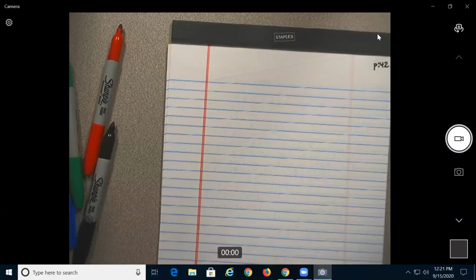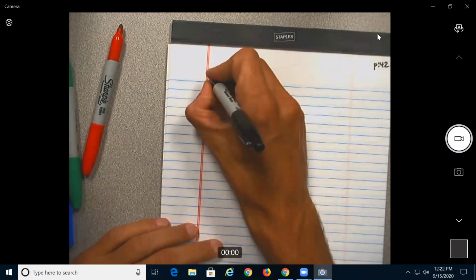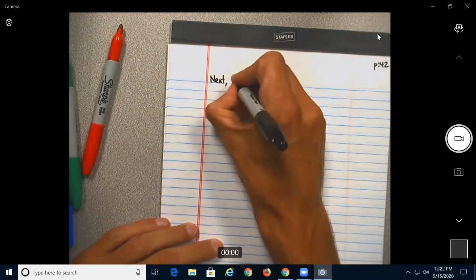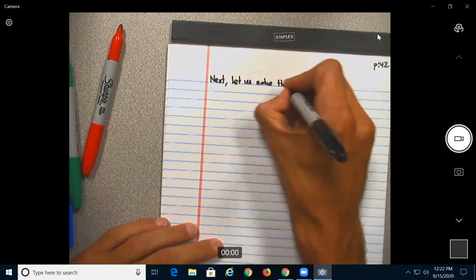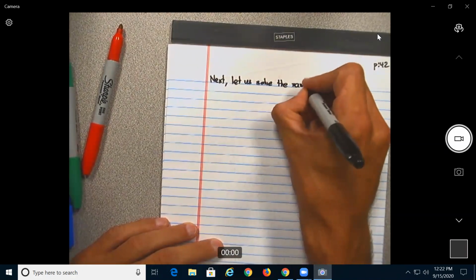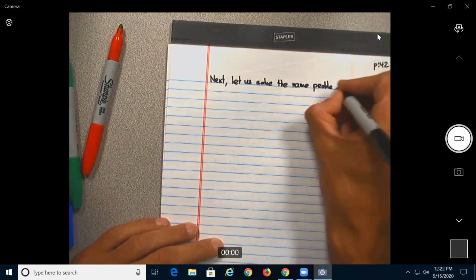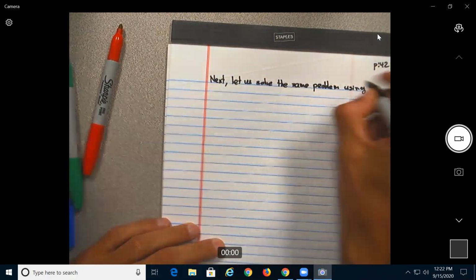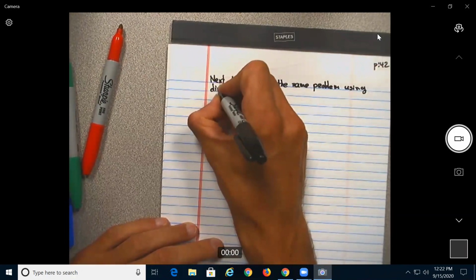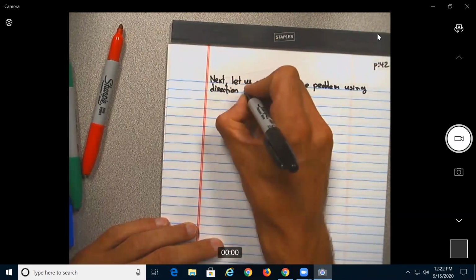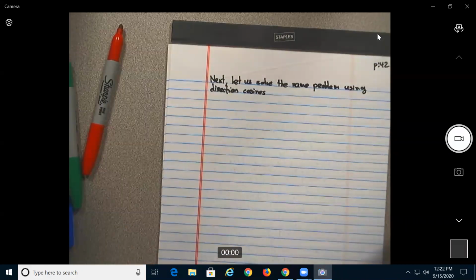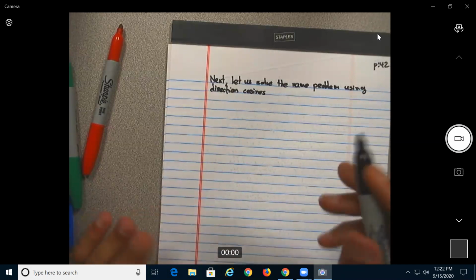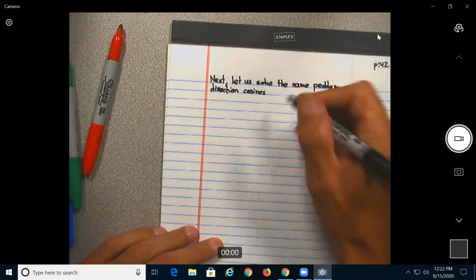Okay, so now, next, let us solve the same problem using direction cosines. So this one is a lot more difficult. I mean, I don't know, it's whatever. Each one has advantages and disadvantages.